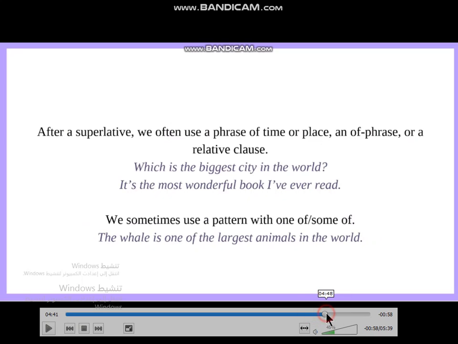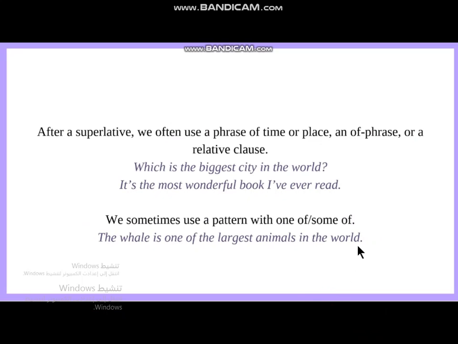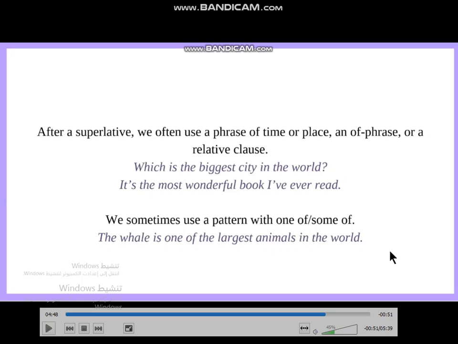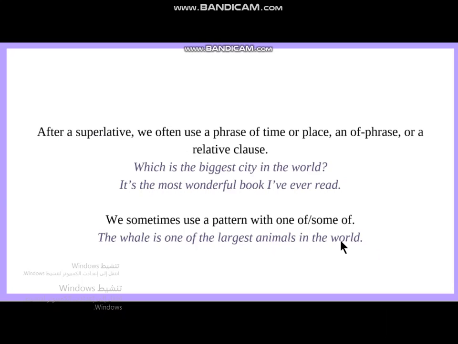Okay, so the next one, after the comparative, let me talk about the superlative, like the plus most or biggest. We can use the adjective plus est, not er like the comparative. We often use a phrase of time or place or a relative clause. Which is the biggest city in the world? It's the most wonderful book I have ever read.